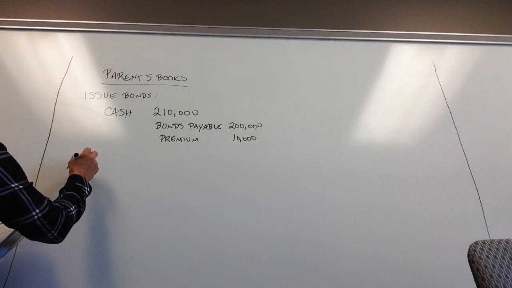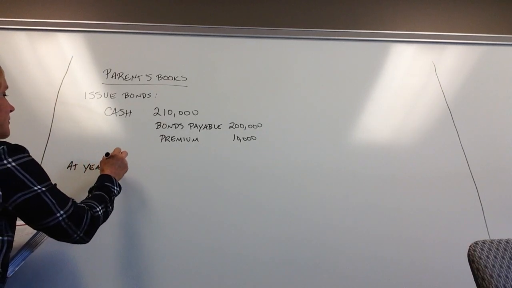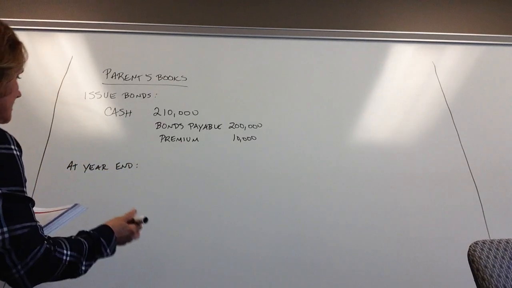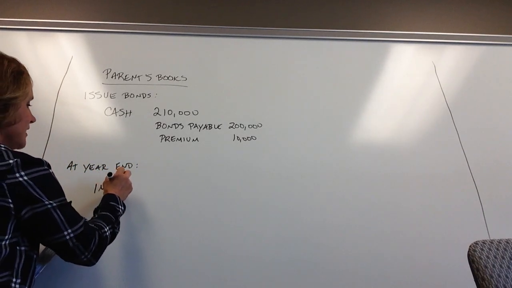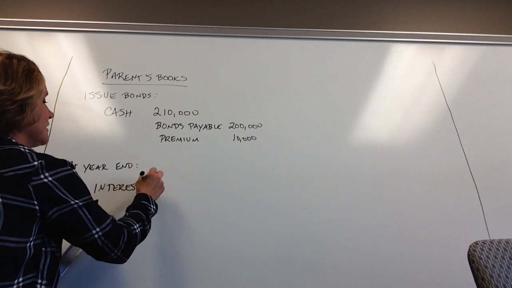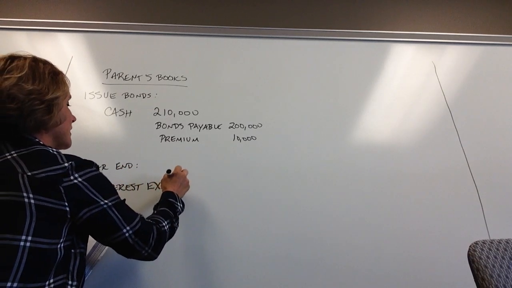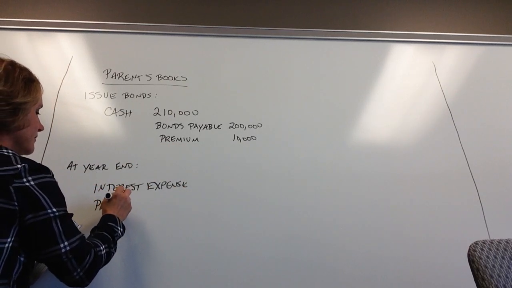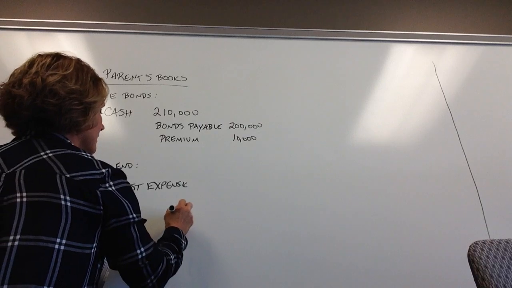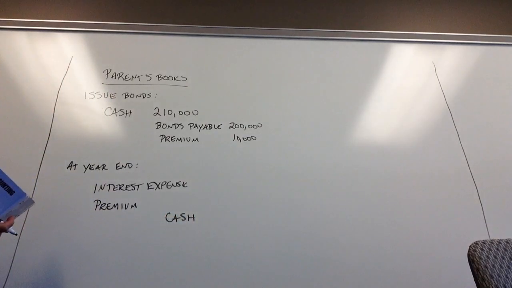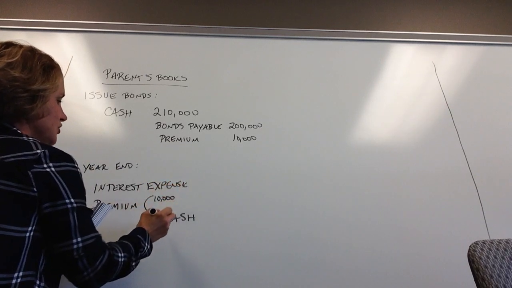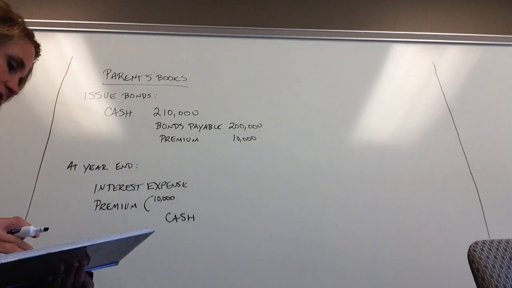Then at year end, they're going to deal with the interest. So they're going to have interest expense. They're going to amortize out this premium, and they're going to pay out the interest. So our premium is the easiest one to start with. So it's a $10,000 premium.